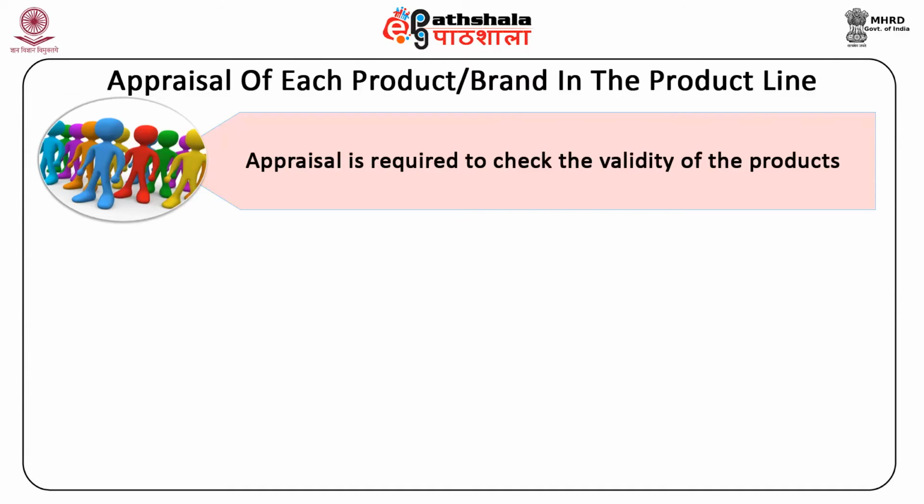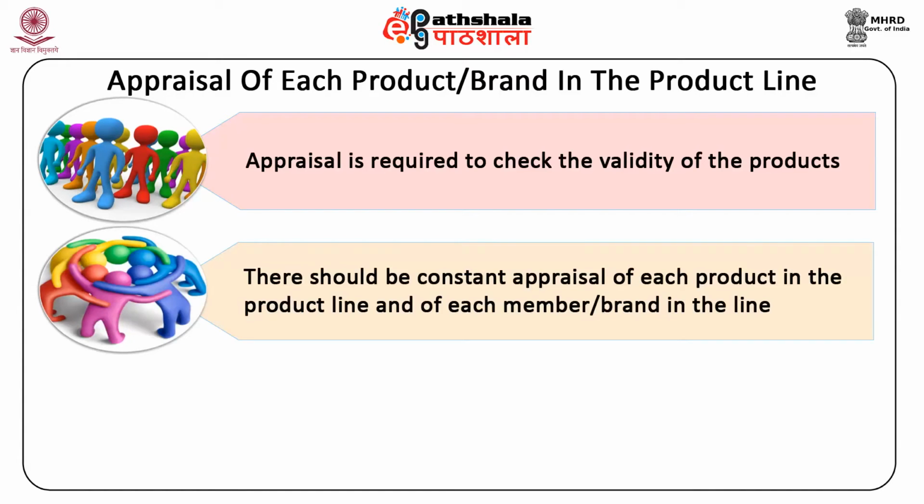Companies try to measure the market acceptance of their products from time to time in order to find out their popularity amongst the consumers. Some of the products are required to be withdrawn from the market due to functional obsolescence, which can occur because of the changing fashion or the upcoming of new or improved substitute products due to new and improved technologies. Therefore, there should be constant appraisal of each product in the product line and of each member or brand in the line.